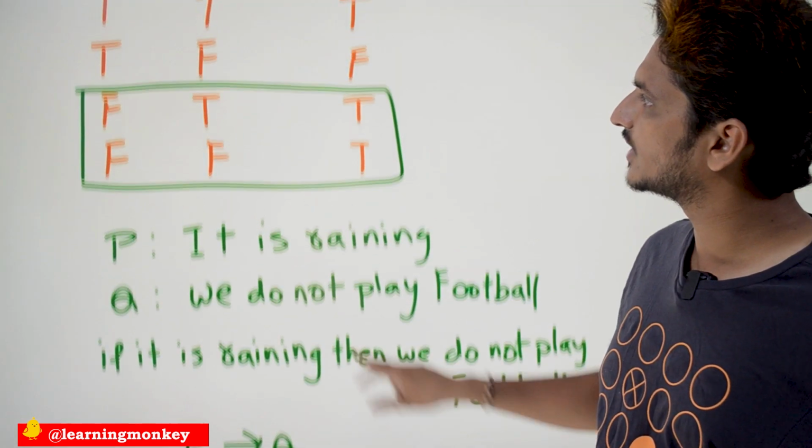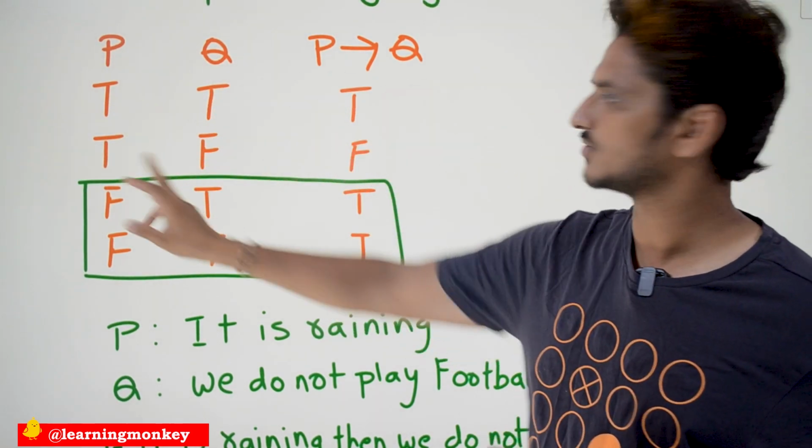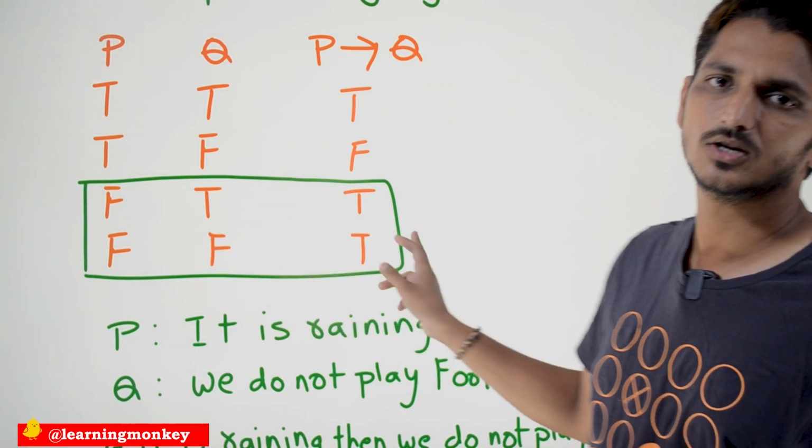The truth table for this P implies Q is: true, true, true. True, false, false. False, true, true. False, false, true.